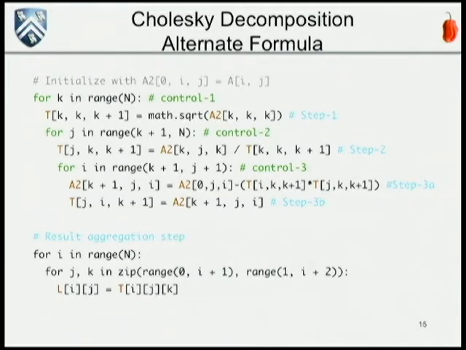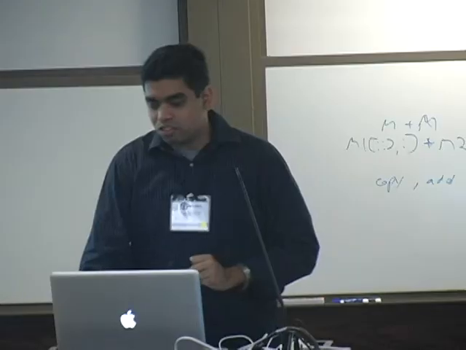And this one has been written to be functional, so there is no mutation of data anywhere. You could do away with one of the matrices or one of the indices if you were to write it in a non-functional form. But this is just an example of how you would write a functional version of Cholesky. So how do I transform this into a CNC application?